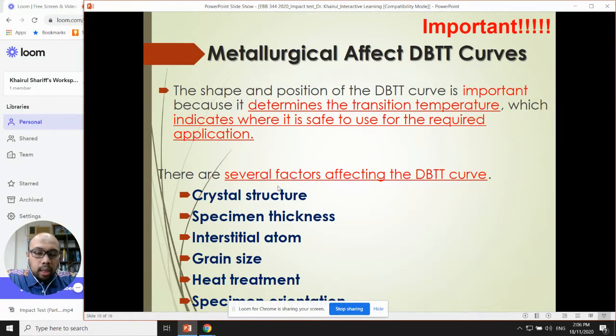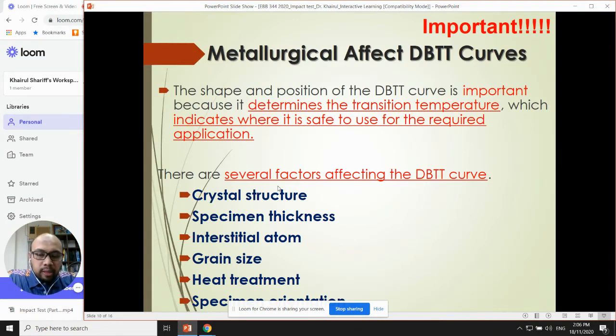Okay, what do these factors mean? Number one, the crystal structure. I think you know this already, you have learned it in your first year. There are 13, I think 13 or 14, groups of crystal structure: monoclinic, triclinic, rhombohedral, hexagonal, etc. So this kind of structure also affects the DBTT curve.